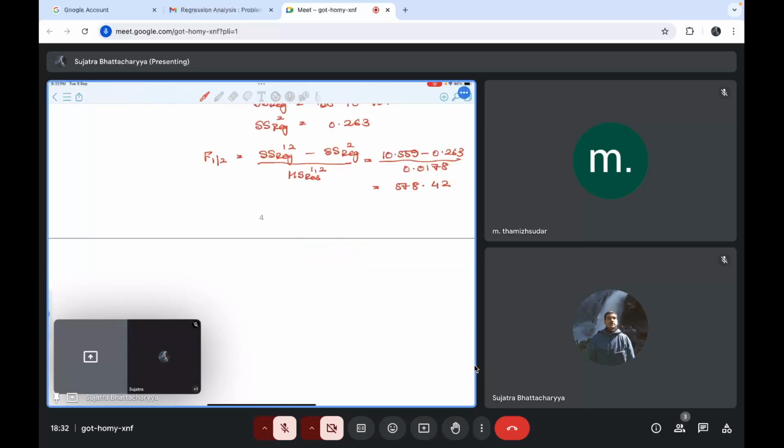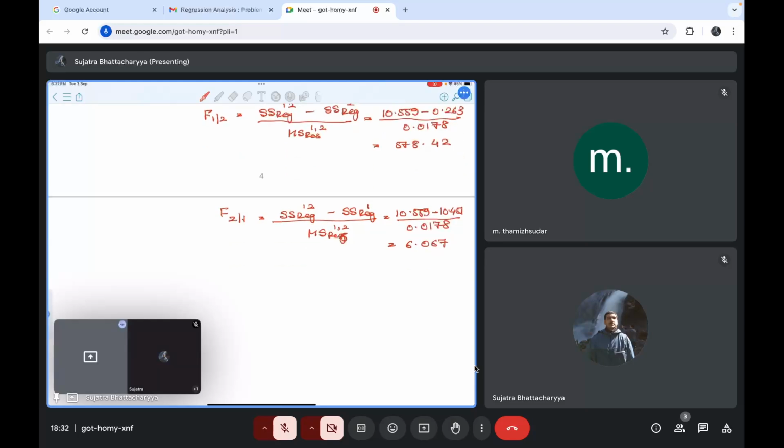578.42. And finally, F of 2 in the presence of 1 is SS regression of 1, 2 minus SS regression of 1, because it's known from the formula, divided by the MS residual of 1, 2. This gives you 10.559 minus, here there is a change, 10.451, divided by 0.0177. This gives you 6.067. So we have to check because the minimum is this.